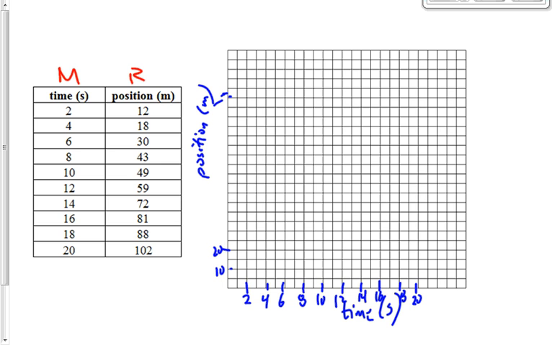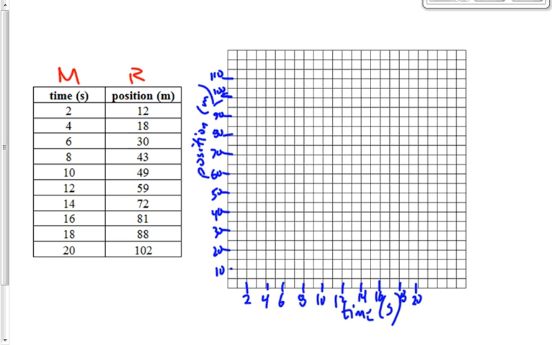20, 30, 40, 50, 60, 70, 80, 90, 100. And then we got to go to 110 because we're a little bit over 100 there. Is that good? Have I taken up most of the graph paper? Do I have even intervals on this? 10, 20, 30, 40 instead of 10, 11, 17, 24? I do. Okay, graph looks good so far.